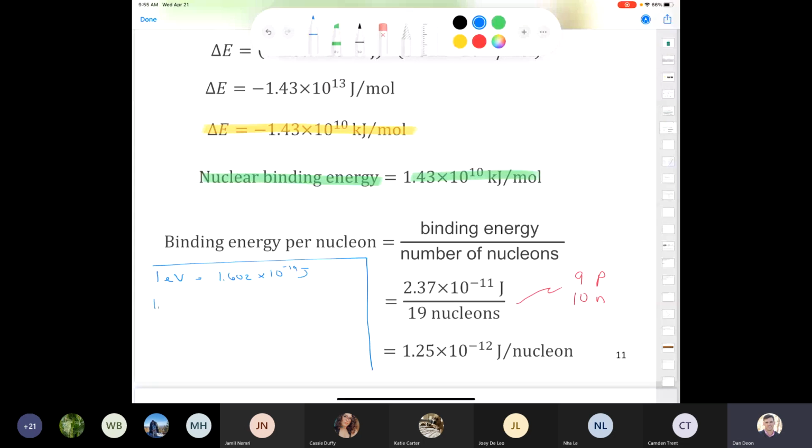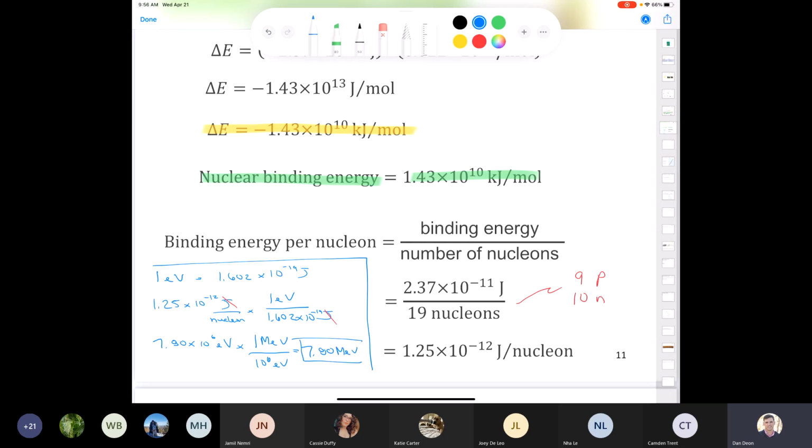So if I have my 1.25 times 10 to the negative 12 joules per nucleon, and I have 1 electron volt for every 1.602 times 10 to the negative 19 joules, I see that joules cancel, and I end up with a number that is going to be equal to 7.80 times 10 to the power of 6 electron volts. And in 1 mega electron volt, I have 10 to the power of 6 electron volts. And so I end up with 7.80 mega electron volts.